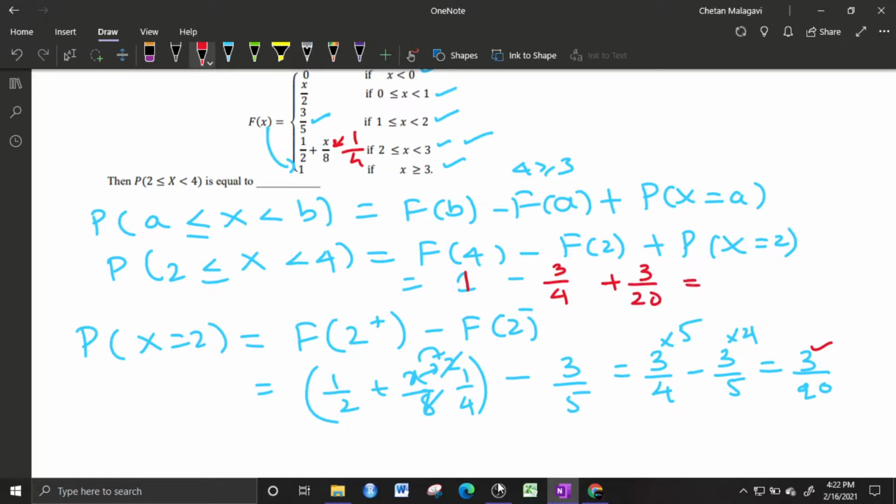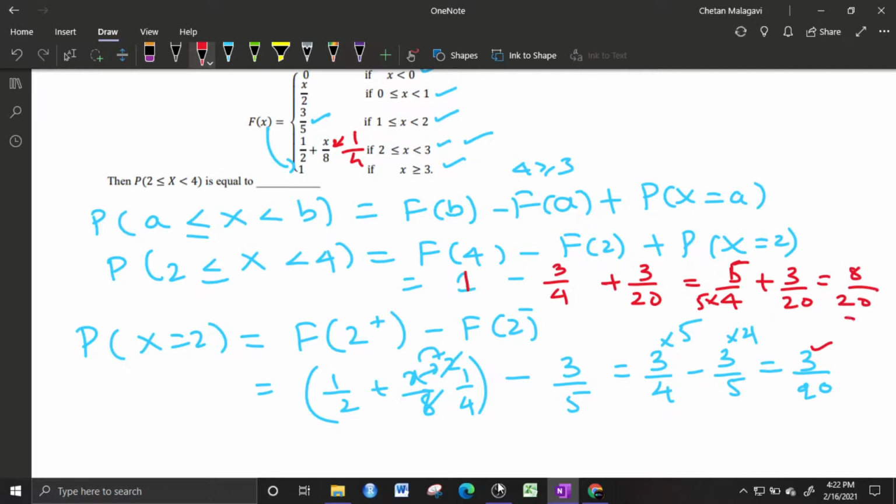So upon calculating, 1 minus 3 by 4 is 1 by 4, plus 3 by 20. The LCM is 20, so I will make this 5 into 4, and again here multiply and divide by 5. So 5 into 4 is 20, and here it is 20. So 5 plus 3 is 8 divided by 20.